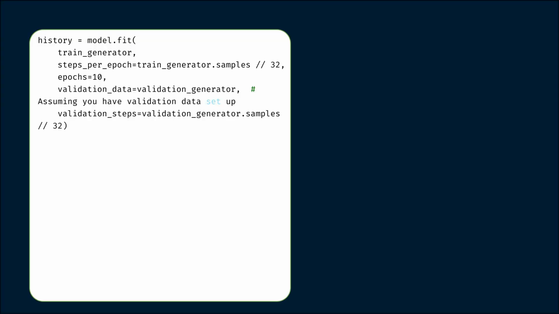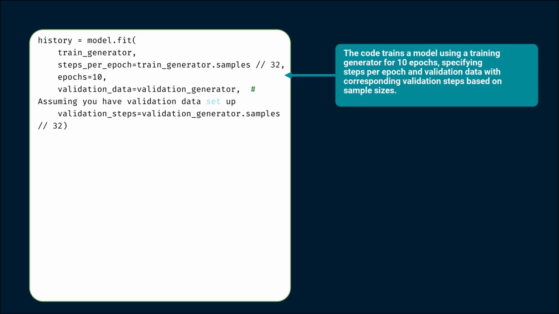Here, we will fit the model to our training data using the model fit method, which is crucial for teaching the model to recognize patterns. We specify the train generator as our input data, allowing the model to access augmented images during training. The steps per epoch argument determines how many batches of samples the model will see before completing one epoch, which is calculated by dividing the total number of samples by our batch size of 32.